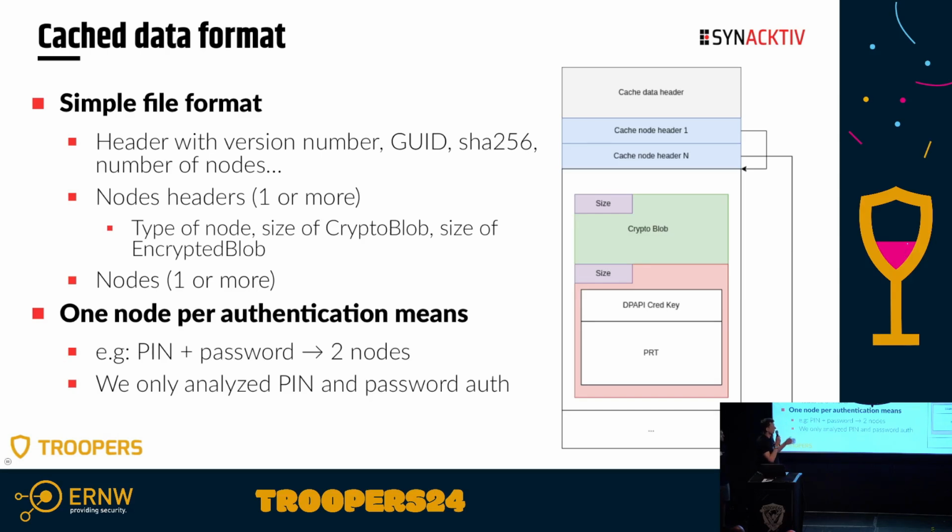Both the DPAPI key and the PRT are encrypted in the same encryption operation. So let's say, for example, that you can log in with a PIN and a password, then you will have two nodes in your cache data file. We only analyzed PIN and password-based authentication, but we know that you can use other means, such as a smart card, for instance.